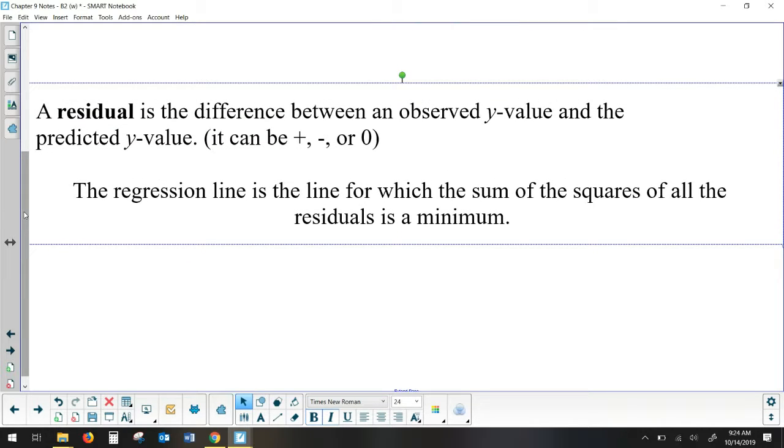A residual is the difference between an observed y value and the predicted y value. It can be positive, negative, or 0. So the y value we get out from our data doesn't always match. So that residual is whatever the difference is between those two values, what you actually got and what you were supposed to get. The regression line is the line for which the sum of the squares of all of the residuals is a minimum. So what it's saying is a regression line is the line where all those residuals are very small.